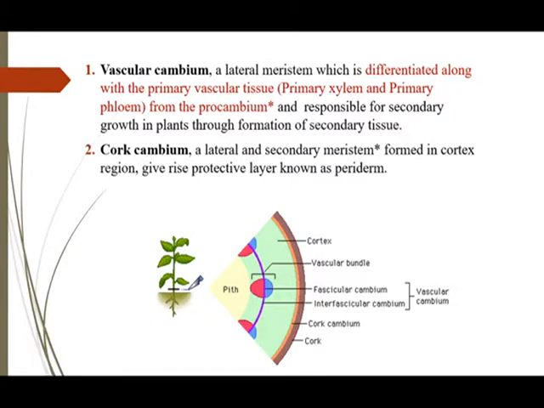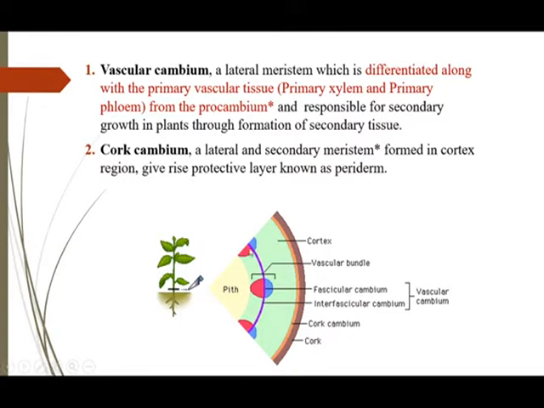However, cork cambium is also a lateral meristem, but it is also a secondary meristem. A secondary meristem means a meristematic tissue that originates from primary permanent tissue. Cork cambium is formed in the cortex region and it gives rise to a protective layer known as periderm.